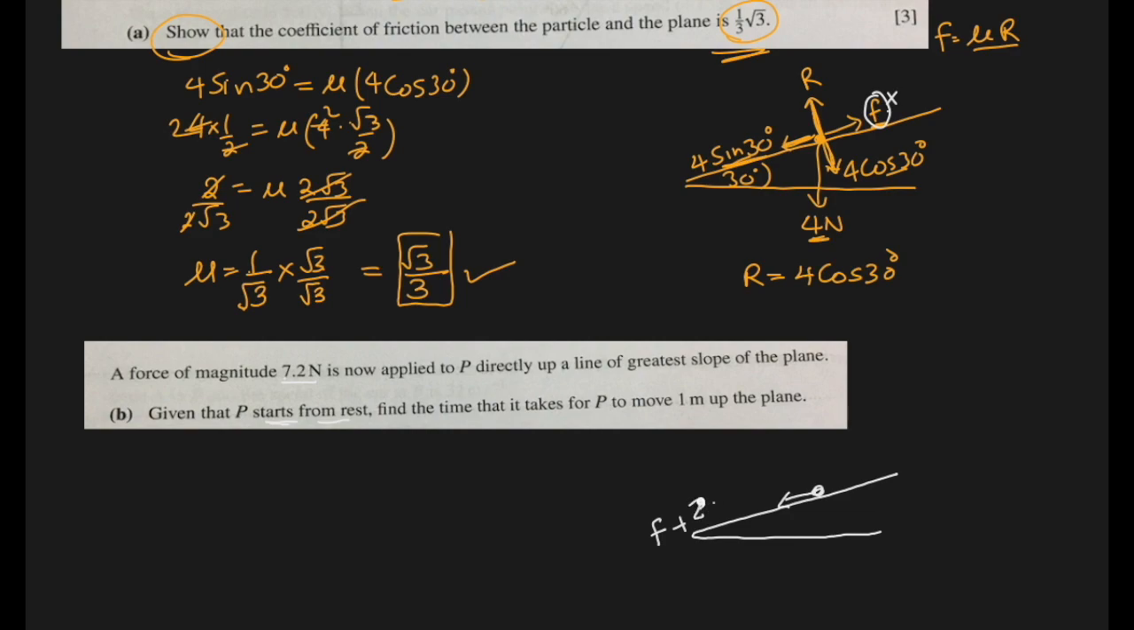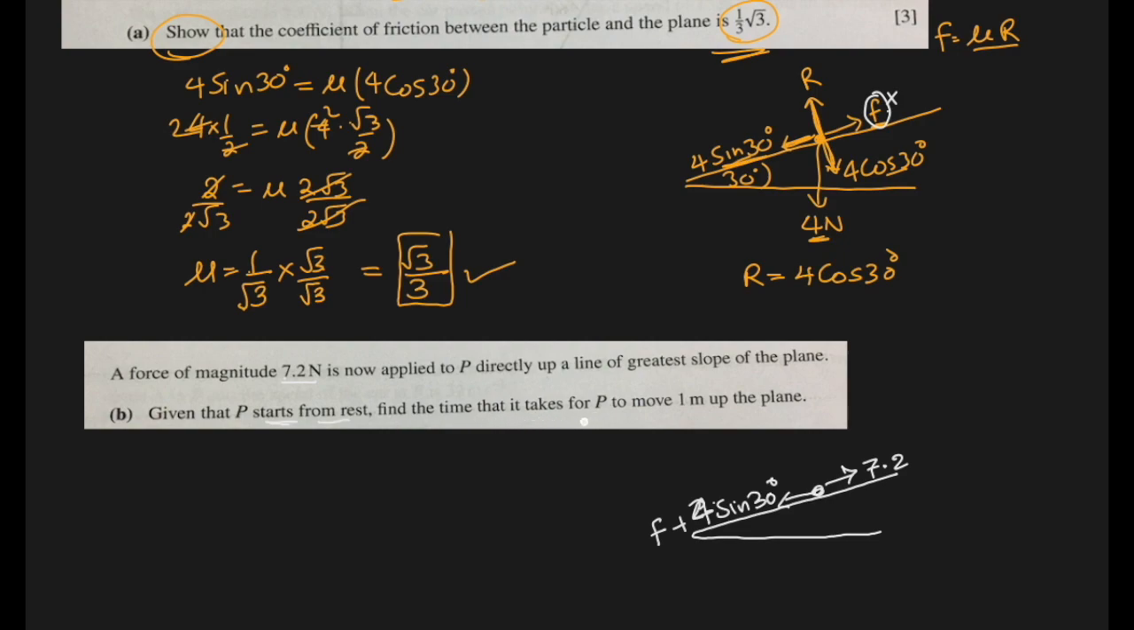We already, let me write 4 sine 30 for the sake of understanding. If you sometimes skip the video, maybe you're not aware why it came here. All right. So there are two forces now, and 7.2 in this direction, and everything else remains same. No need to show it. Okay.